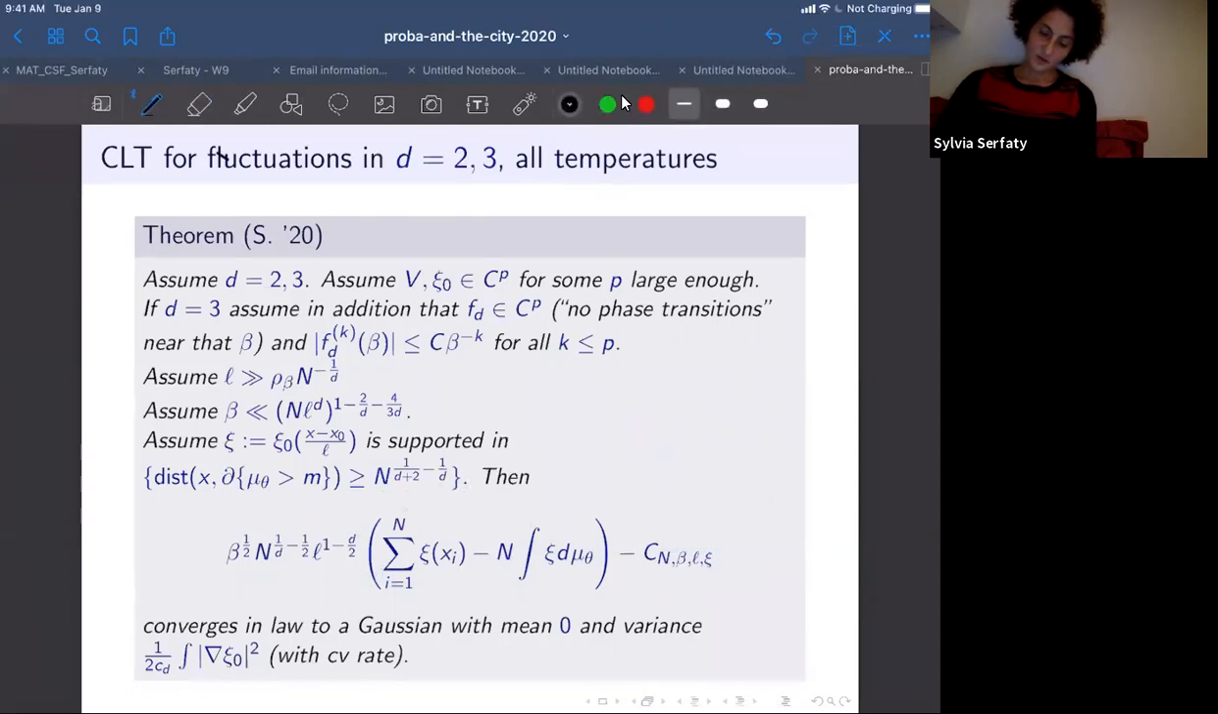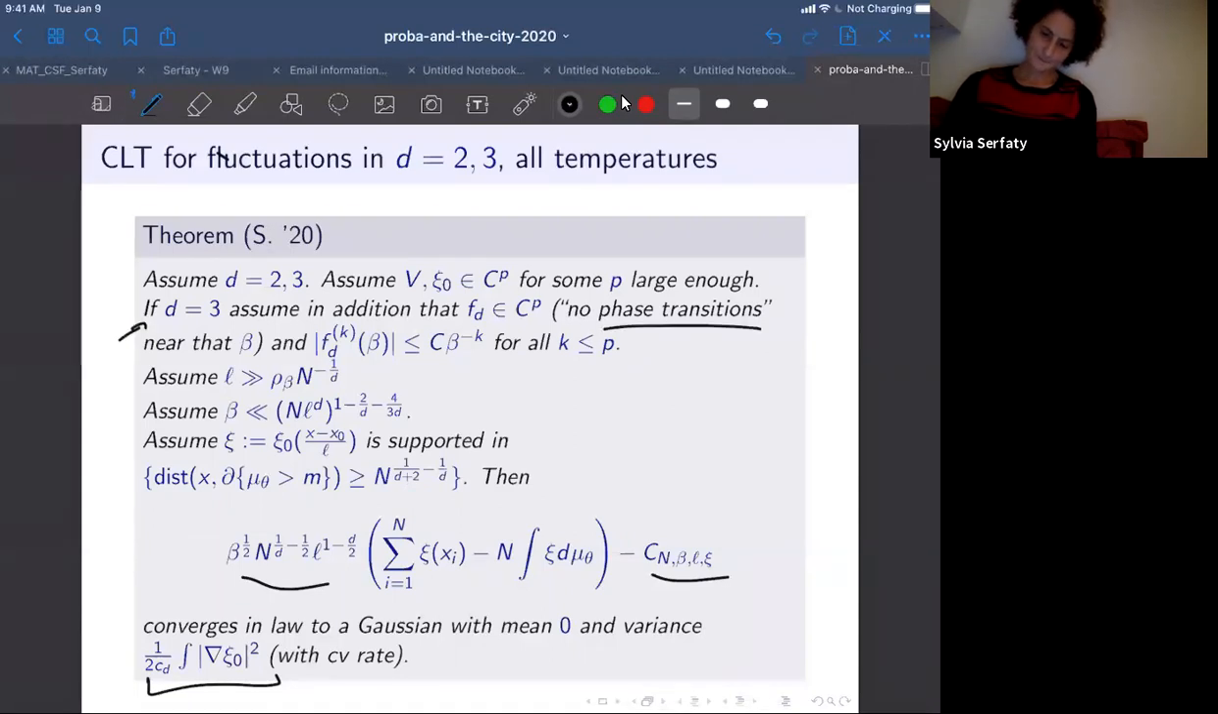There is some suitable normalization. There is some suitable mean that you have to subtract such that finally you converge to another Gaussian with the same variance, grad C squared. Okay, so again, it's a GFF type convergence. First time you have a result in dimension 3, but under this assumption.